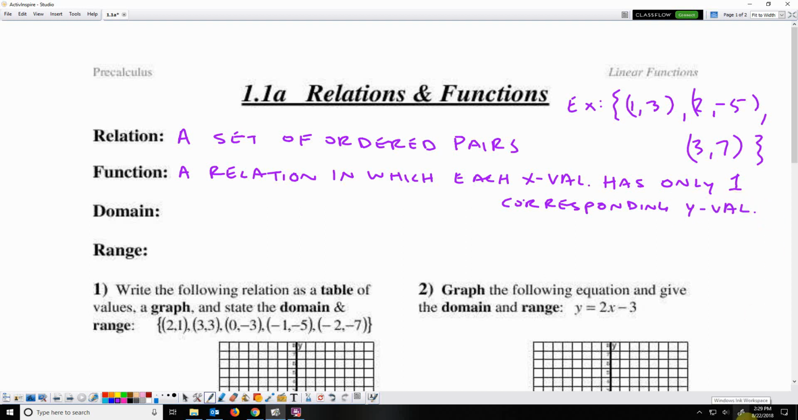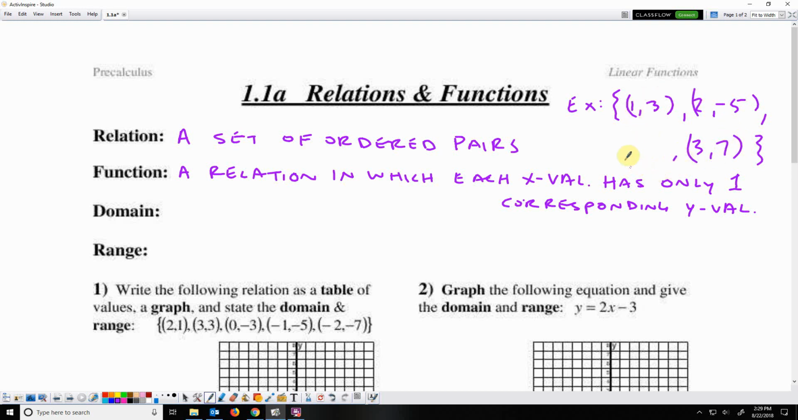So if you look at the relation I have up here as an example, 1 only has a y value of 3. You don't see 1 showing up again as an x value with a different y value. 2 only has a y value of -5. 3 only has a y value of 7. So this is a function.